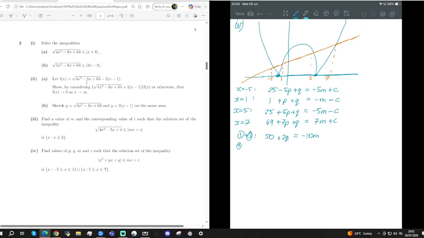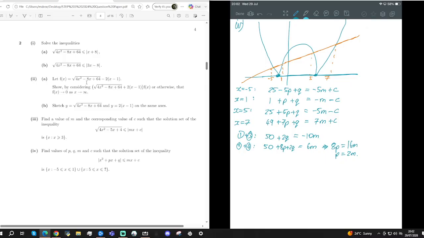If I do equation 2 plus equation 4, that's going to give me 50 plus 8p plus 2q equals 6m. Okay. Well, I've got 50 plus 2q in the second equation, which is a minus 10. So that can tell me that 8p equals 16m, or p equals 2m. That's a helpful thing potentially. So I've got a link between p and m.